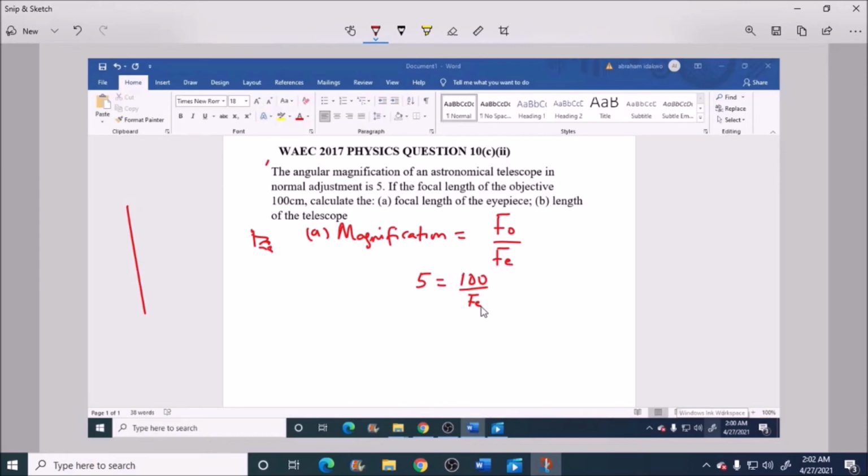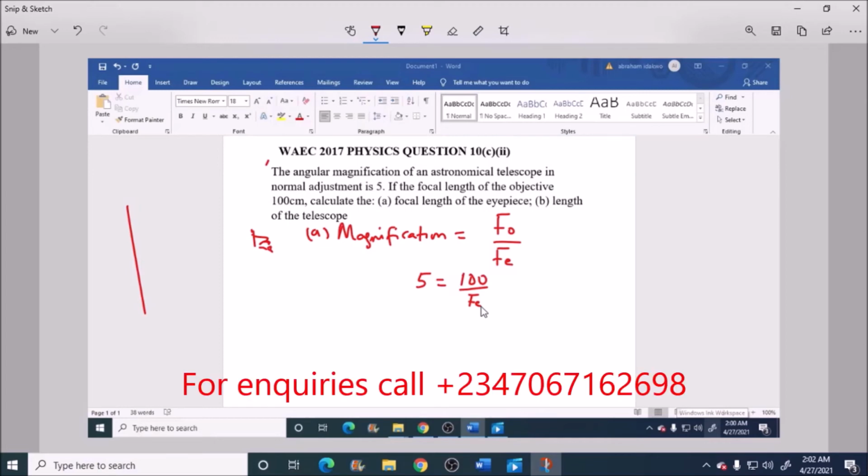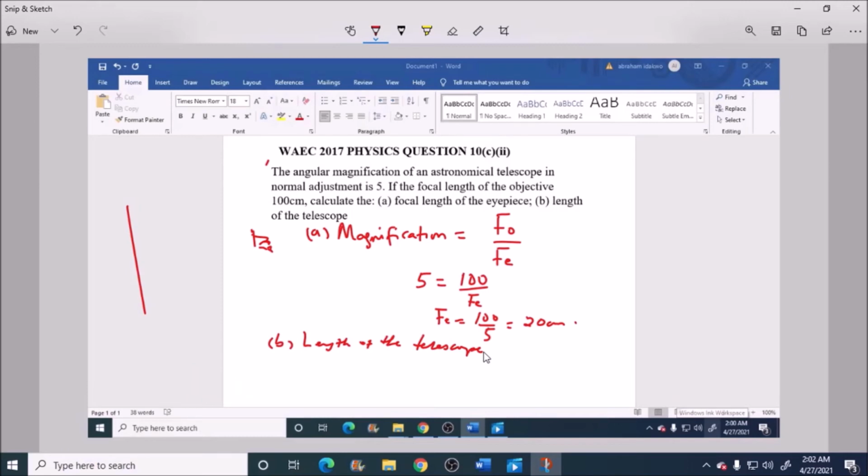Then for B, to find the length of the telescope, length of the telescope is equal to F0 plus FE, that is focal length of the objective plus the focal length of the eyepiece, which is equal to 100 plus 20. Altogether we have 120 centimeter.